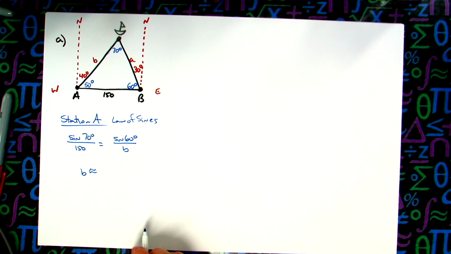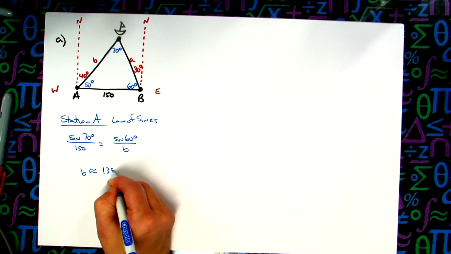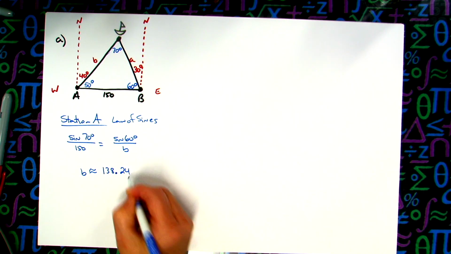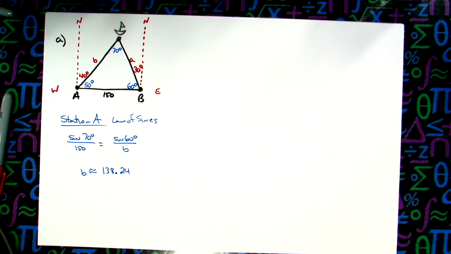Alright, so did we get roughly 138.24? Going out two places. Okay? And I believe the question just says how far is each station. Alright, so station A is about 138.24 miles away.